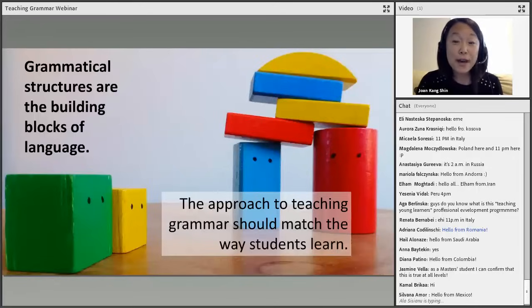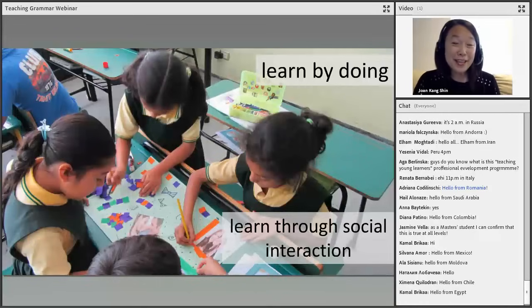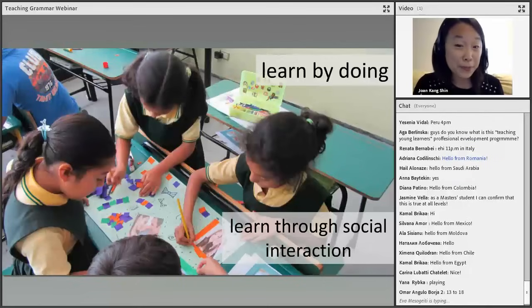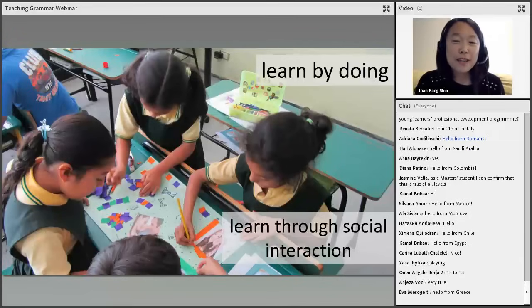So when we're talking about young learners, and specifically, what do I mean when I say young learners? Young learners are usually, we think, children who are at the primary school age level. And very young learners are, of course, in the pre-K, kindergarten, early childhood ages. And so these are the types of learners that I'm talking about. And so if we need to make sure the way we teach grammar matches the way our children learn, we need to think about how they learn.